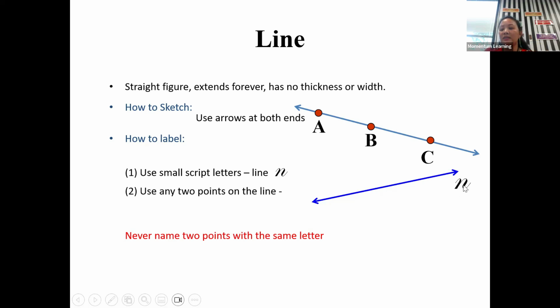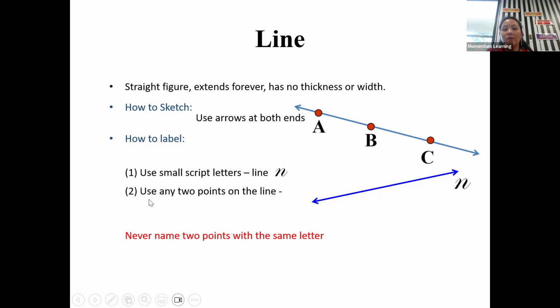This is the lowercase italicized n. If you have this letter right here, it's not a capital and it does not have a point to it, then I can just call it line n. So when I say where is line n, this is the dark blue line that it is referring to.